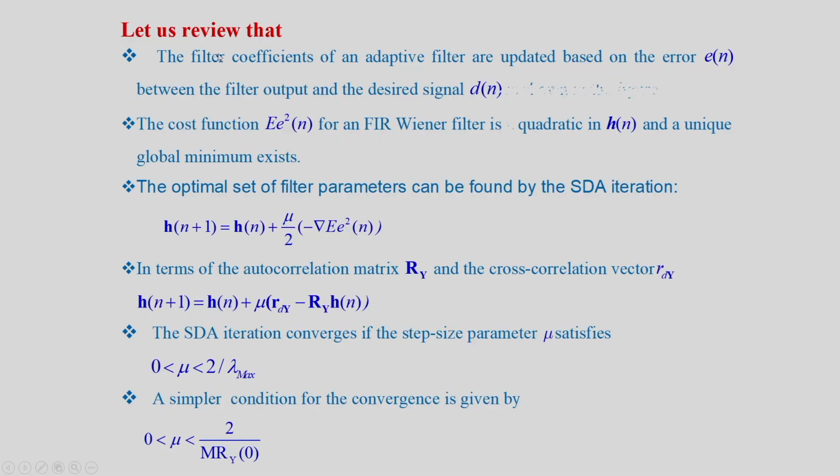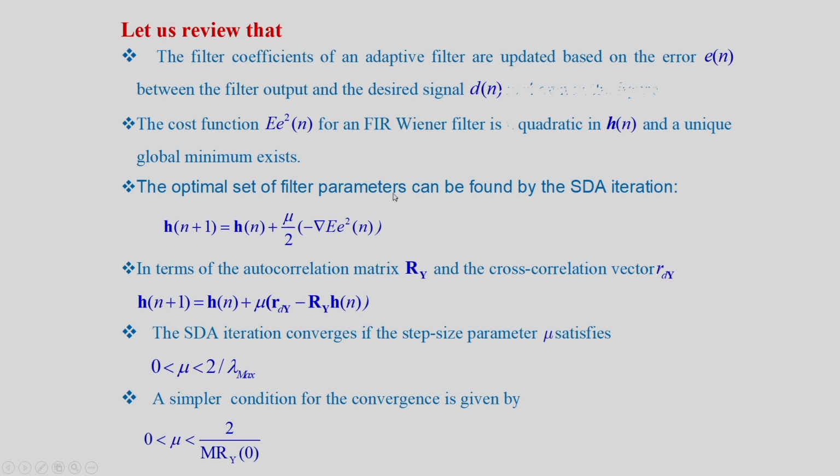Hello students, welcome to this lecture on adaptive filters. Let us review that the filter coefficients of an adaptive filter are updated based on the error e[n] between the filter output and the desired signal d[n]. The cost function E[e²[n]] for an FIR Wiener filter is quadratic in h[n] and a unique global minimum exists.